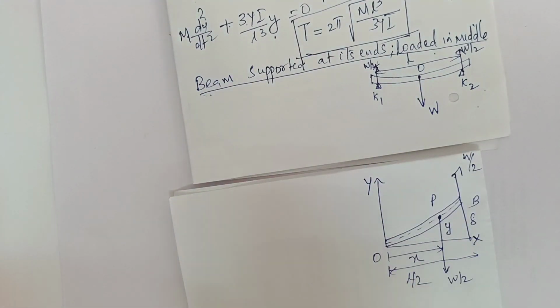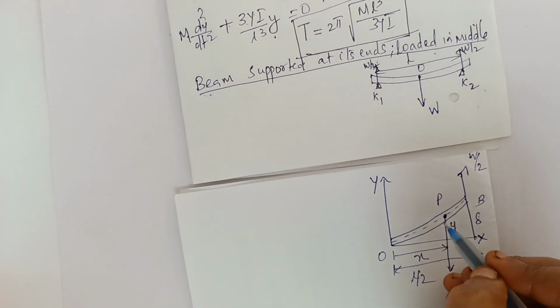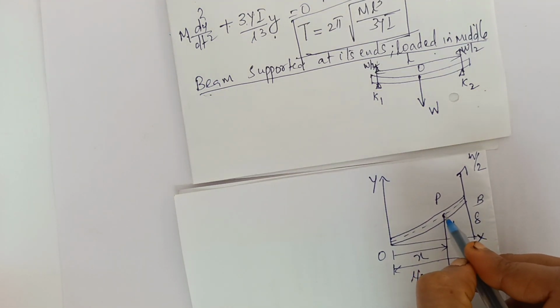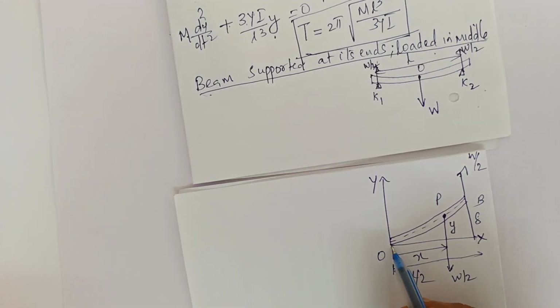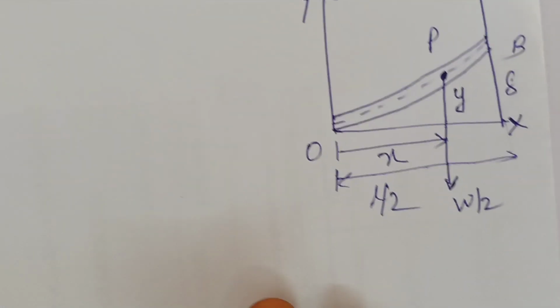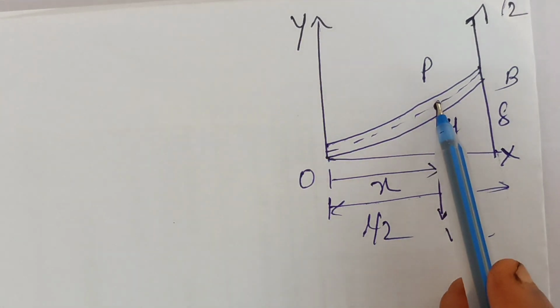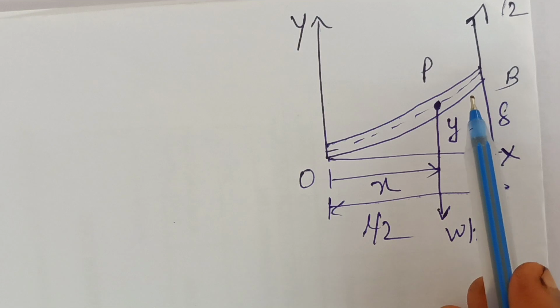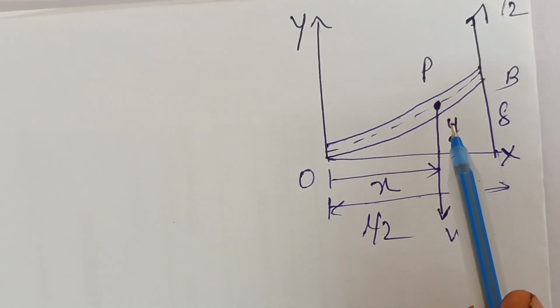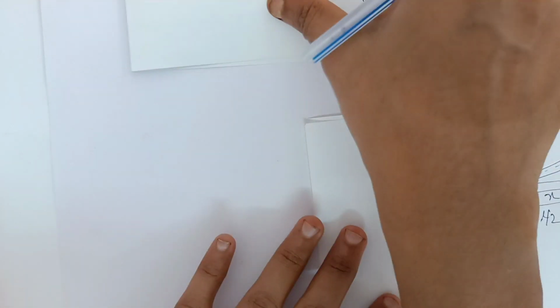We have drawn it here. Now we are going to consider a vertical section at P, which is at a distance x from O. We are looking at a vertical distance x from O. We are going to consider PB as the part. We want to know the moment of the deflecting couple, that is the moment of the deflecting couple.